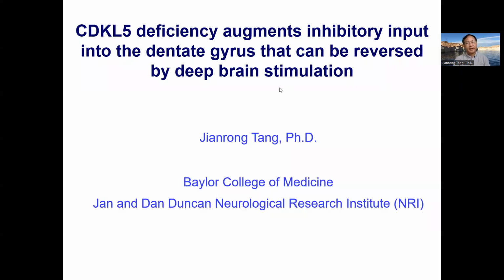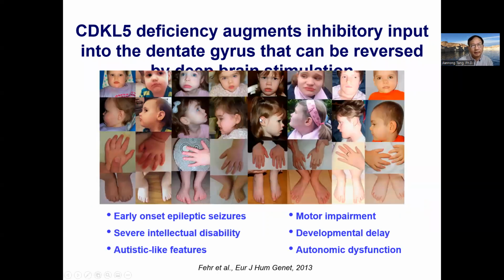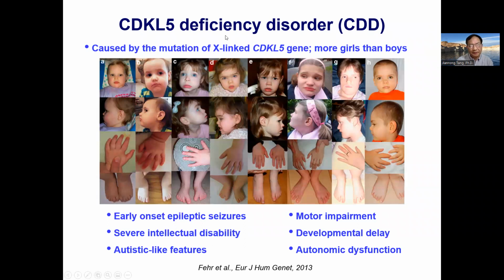Hello, everyone. Here I share with you some of our recent experiments using deep brain stimulation to modulate the hippocampal network activity and rescue the memory in a mouse model of CDKL5 deficiency disorder. CDKL5 deficiency disorder, or CDD, is caused by the mutation of CDKL5 genes in the X chromosome.